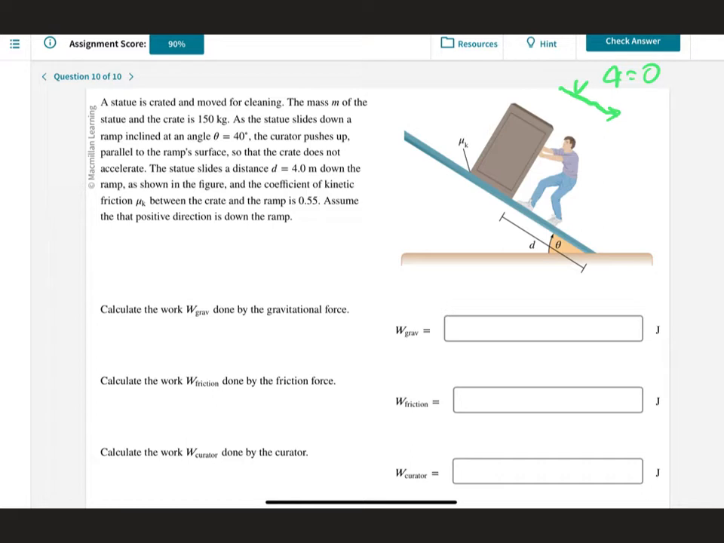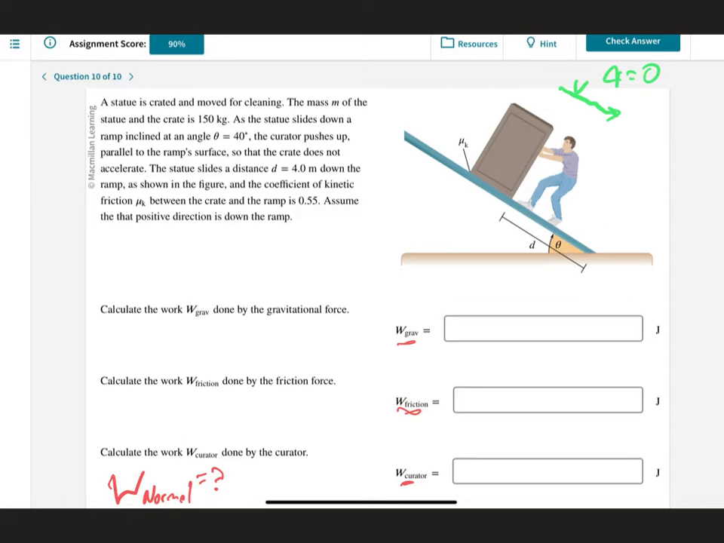All right. So we have some forces acting on this. Ultimately, we're going to be finding the work done: the work done by gravity, the work done by friction, the work done by the curator. We're also going to find the work done by the normal force. That's also asked for, but it got cut off when I took the screen capture of the problem.